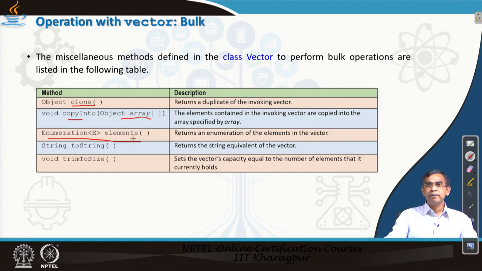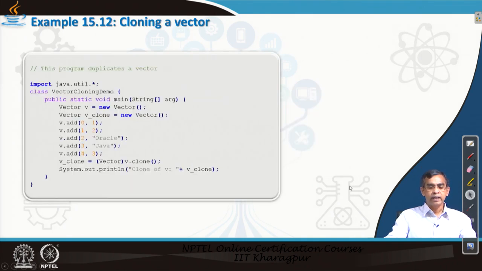So, if the 7 elements are, say, Monday, Tuesday, Sunday like this, they can be of enumerated type, and then all elements can be converted to string. So, it is another method. Trim to size: you can reduce the vector to a particular size, deleting some elements. The different methods are called the bulk operations. Now, let us quickly visit some examples in this category, so that you can understand.